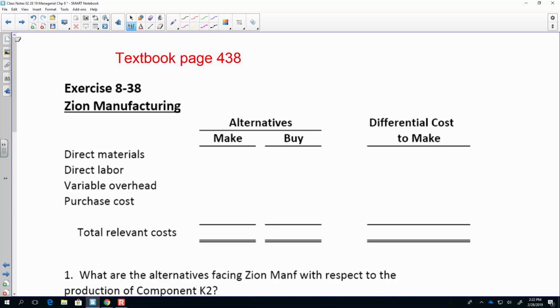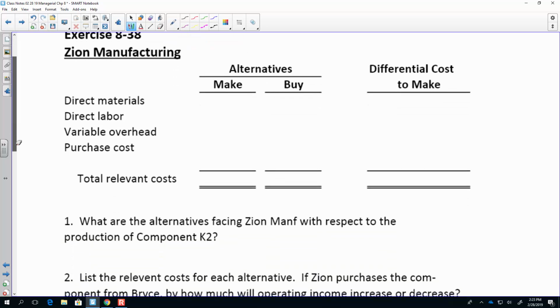Let's try example 38 to get us in this mindset, I guess you could call it. This is a make or buy decision, and Zion has some information at the top of page 438. They're looking at a component K2. The cost of that component to make it in-house is $26.75. They are thinking they can buy it from Bryce, right? For 25 bucks.